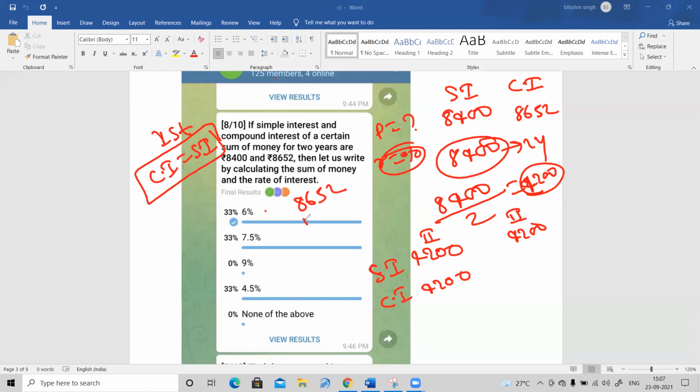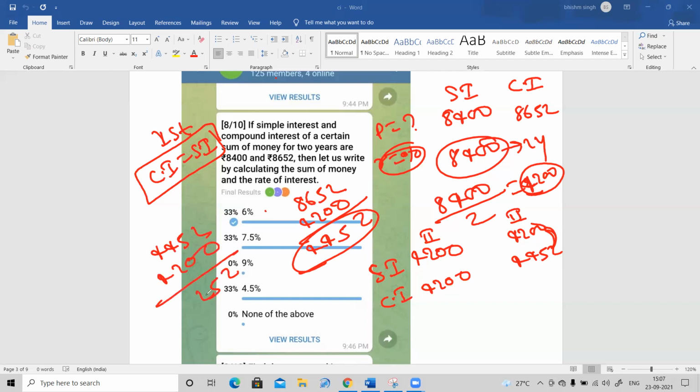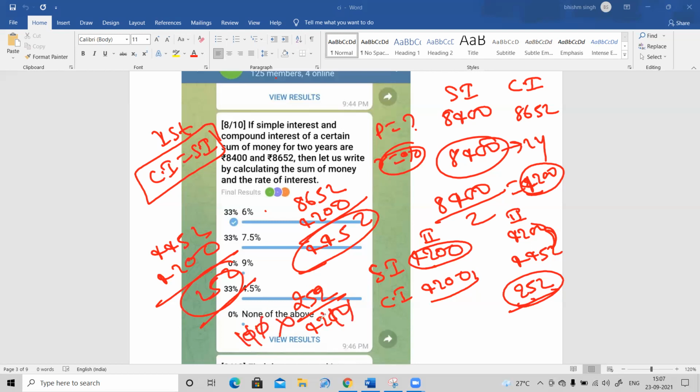So 8652 minus 4200, this is 4452. You are getting 4452. How much extra are you getting over simple interest in the second year? So I will do 4452 minus 4200. This is 252 rupees. So we are getting 252 rupees extra. This is our compound interest that we earn on the first year principal. So I will find 252 rupees is what percent of 4200. This cancels here, and 4 6 24, 6%.